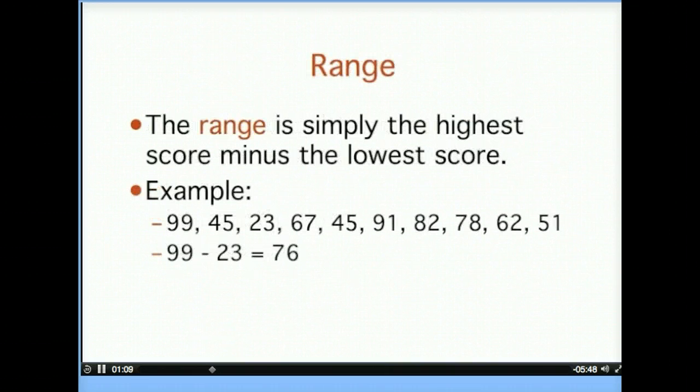The range is the simplest measure of variability. It is the highest score minus the lowest score. Consider the 10 numbers shown here. The range is just the highest number, 99, minus the lowest number, 23, which means the range is 76.